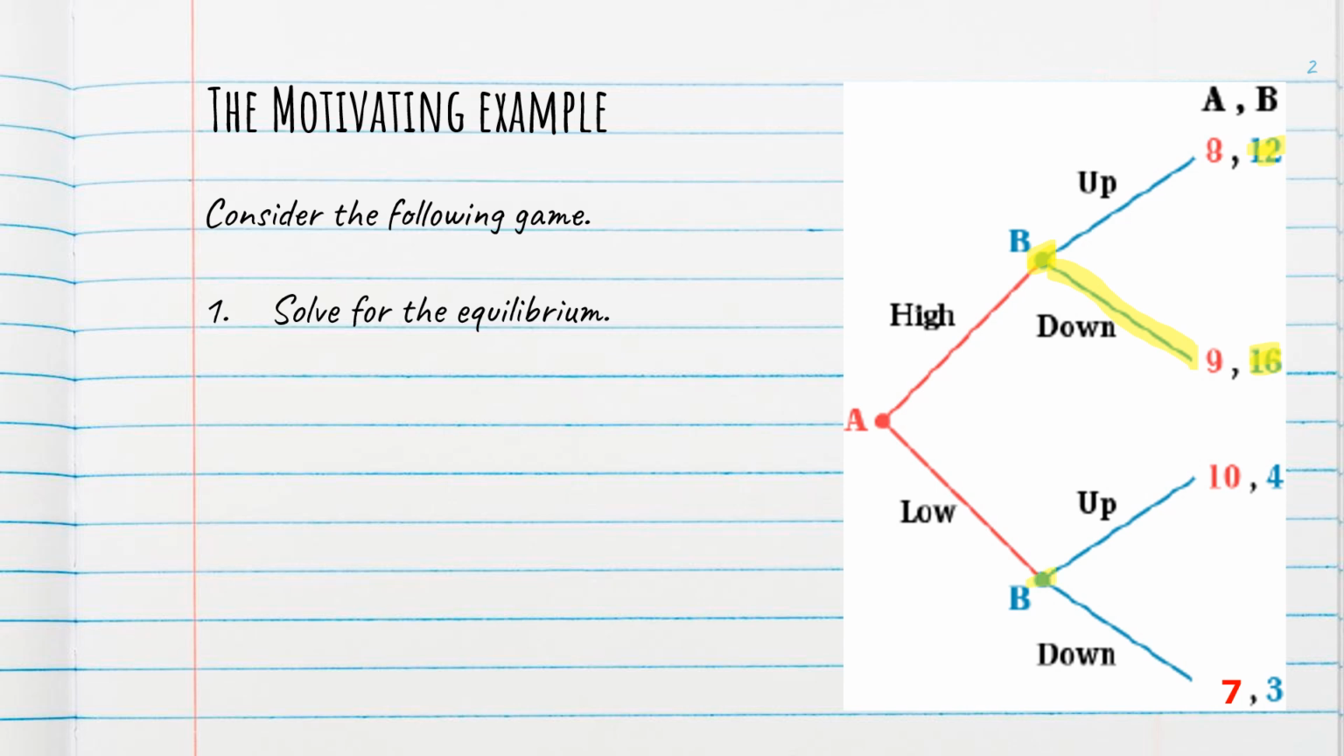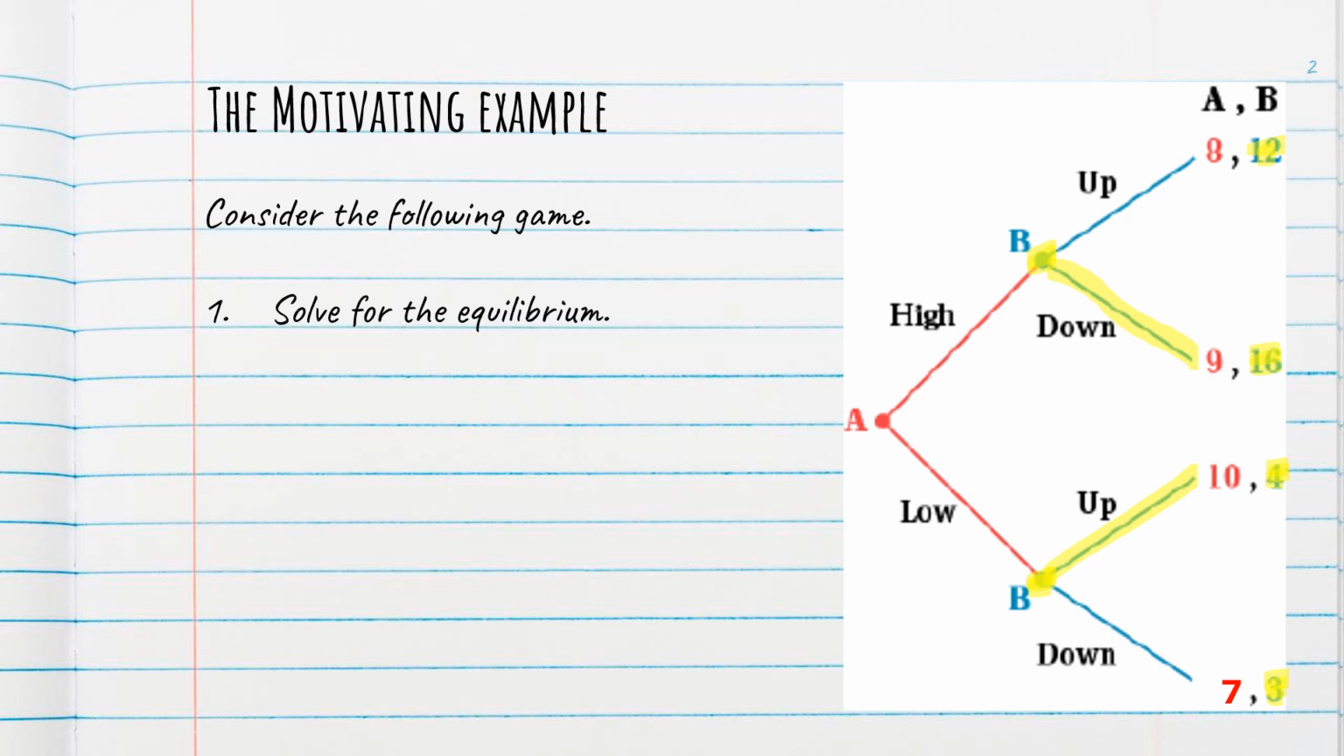Now we do the same thing down here. If instead player B finds themselves observing that player A has chosen low, they have two options. They can choose up, in which case they'll get 4, or they can choose down, in which case they'll get 3. Clearly, 4 is bigger than 3, so this is the path that they would follow if they found themselves at this decision point.